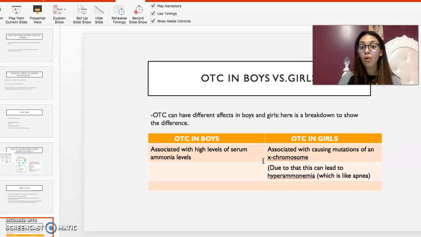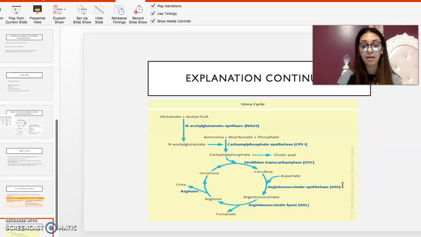So OTC in boys is different than in girls. Although it is the lack of the OTC enzyme in both, in boys it's associated with high levels of serum ammonia, and in girls it's associated with mutations of an X chromosome, and due to this can lead to hyperammonemia, which shows up as apnea, which is what this patient had after 24 hours.